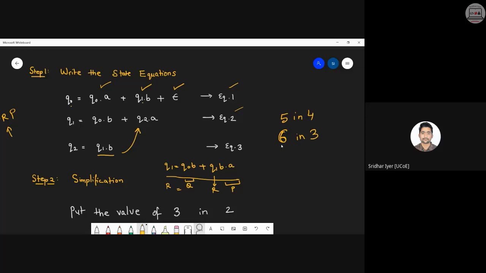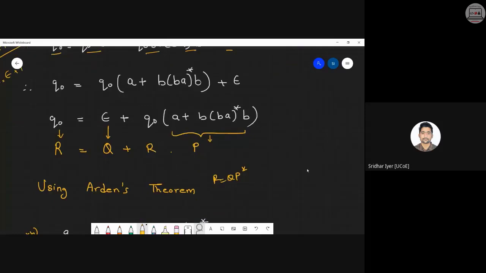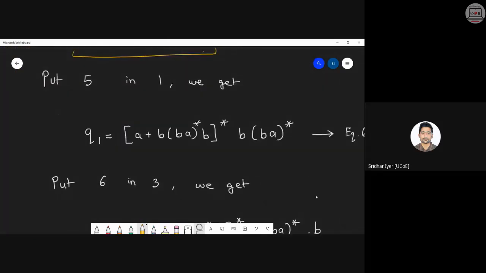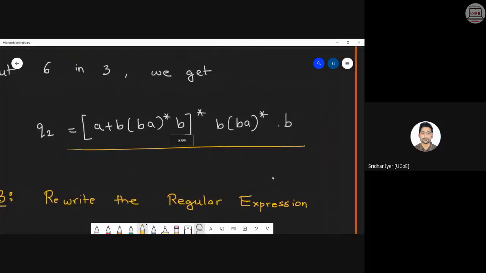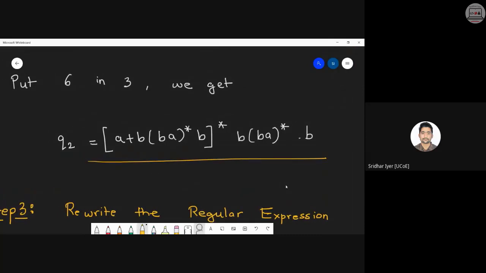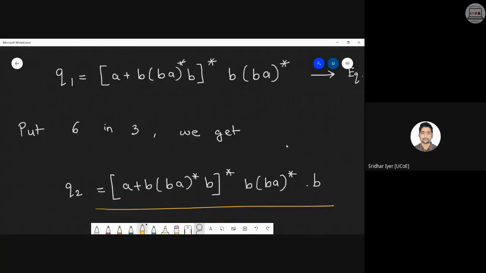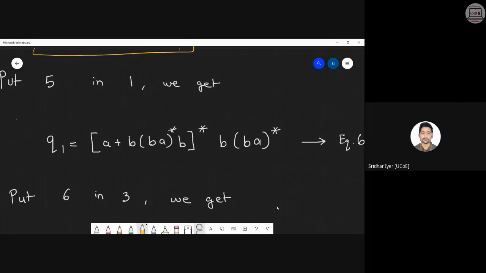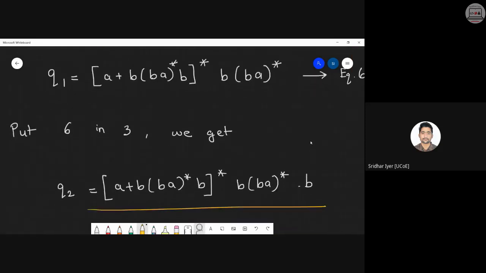Correct? So let me know the final answer. If you follow the same technique, if you follow the same rearrangement schedule, you will get something like this. Yeah, that is what I've written, 6 in 3. So I made a mistake here, it is 5 in 4. Okay. Substitution is proper. I have written the numbering wrong. Okay. So you will get something like this.